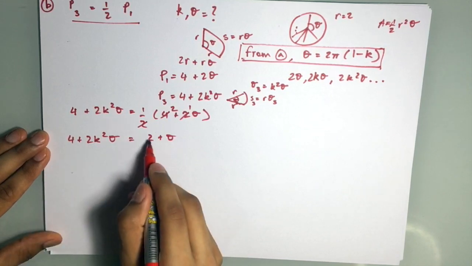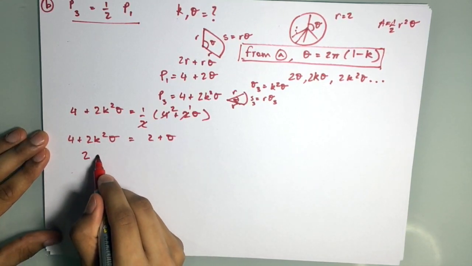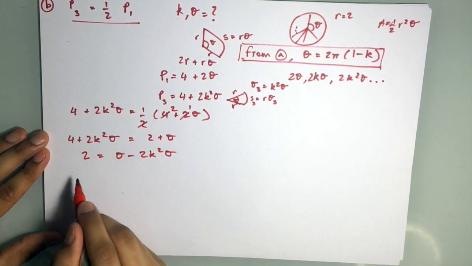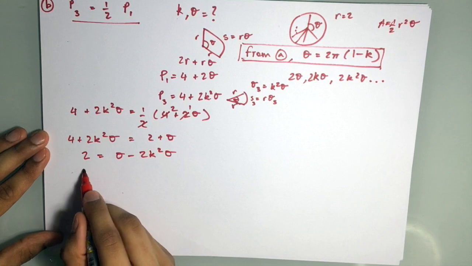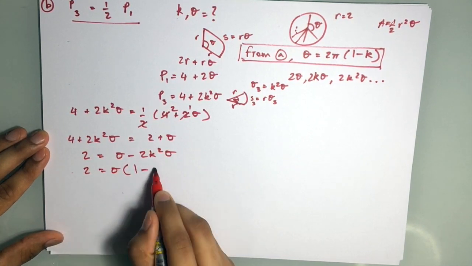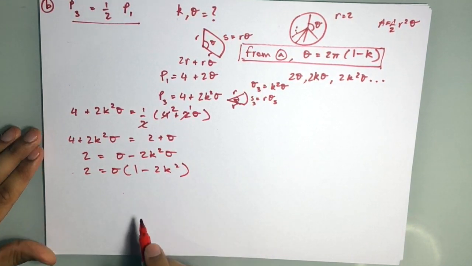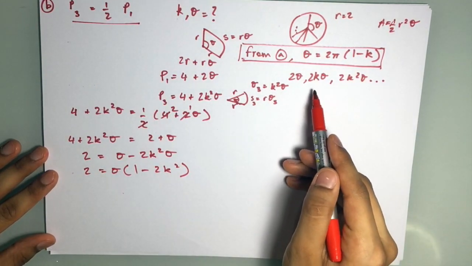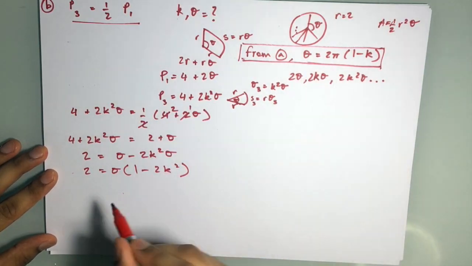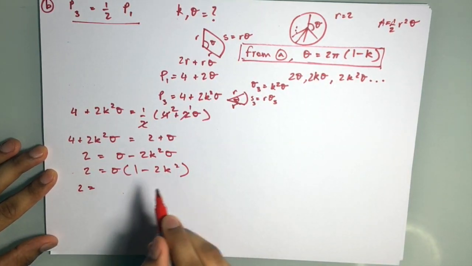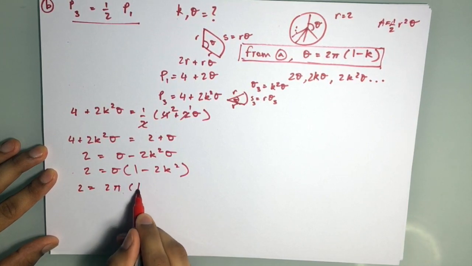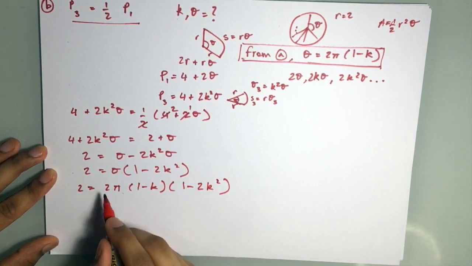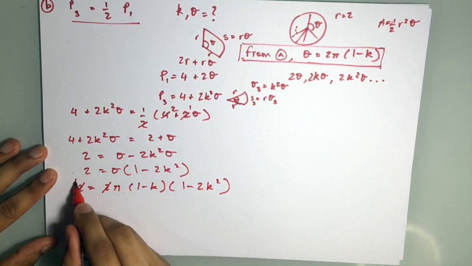So I subtract 2 from both sides. So I get 2 equals theta minus 2k squared theta. I factor out theta, I get 2 equals theta times 1 minus 2k squared. And then I can substitute in this for theta. So I get 2 equals 2 pi over 1 minus k times 1 minus 2k squared. I can divide both sides by 2 and get 1.